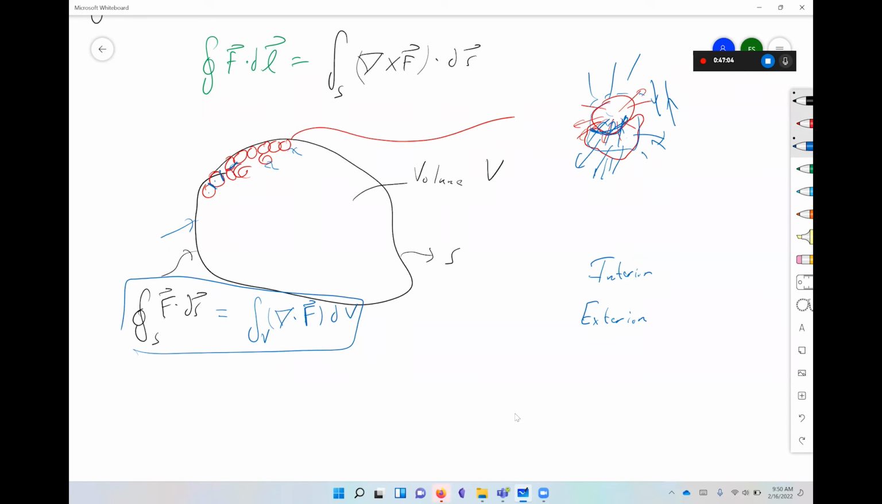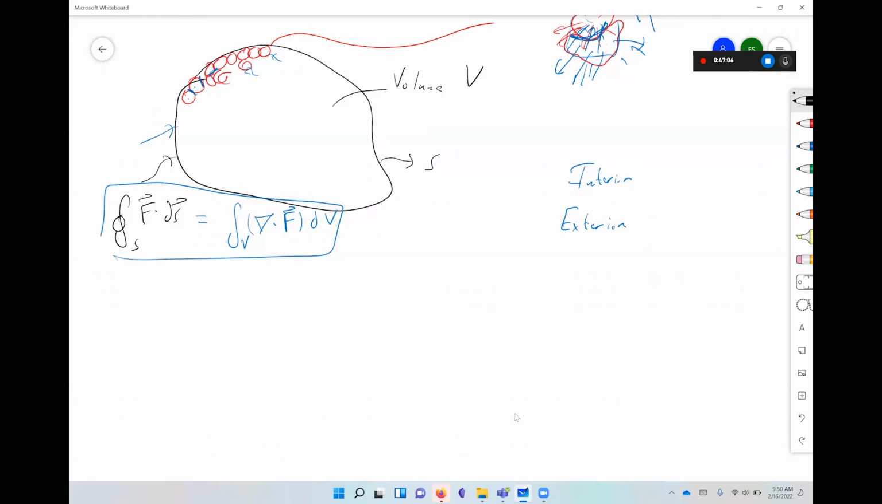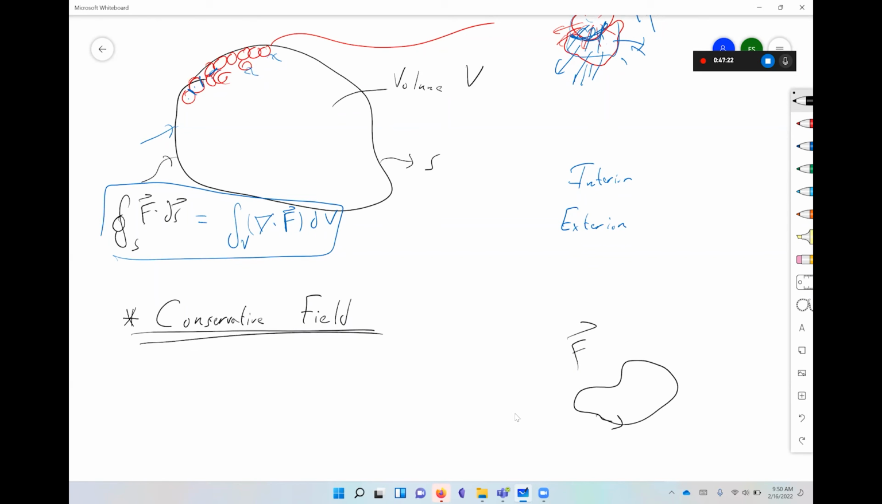Okay, I want to talk quickly about the conservative field. I remember when we talked about it, we said we want to go back. What's a conservative field? It's a field F where if we integrate around any closed curve C, the circulation is 0, and C could be anything, right? Any kind of curve, as long as it's closed. So if this is true, this field is conservative.